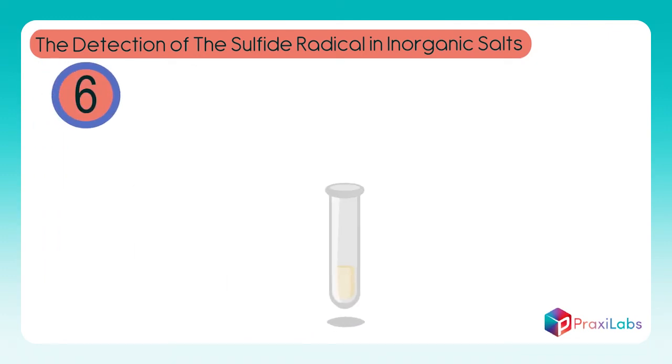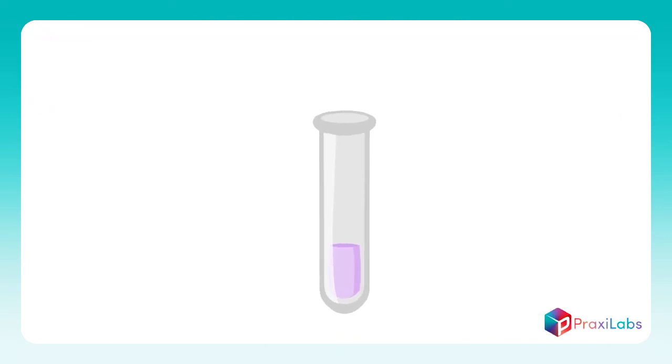Place a small amount of the salt solution in a test tube. Then add drops of sodium nitroprusside reagent. Notice the appearance of a purple color for complex compound of iron. This way, we have confirmed that the acidic radical of the salt is sulfide.